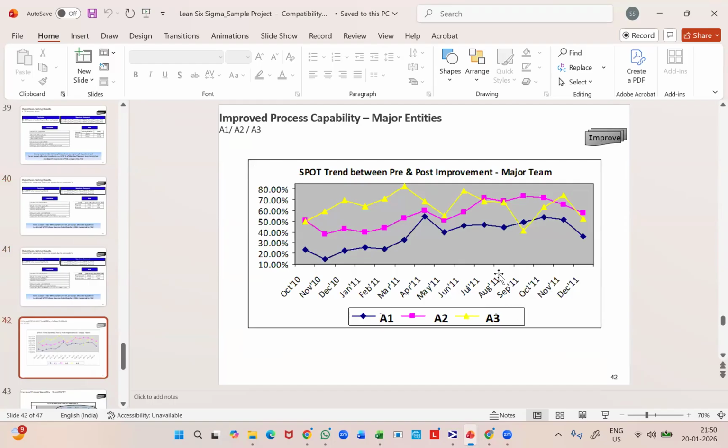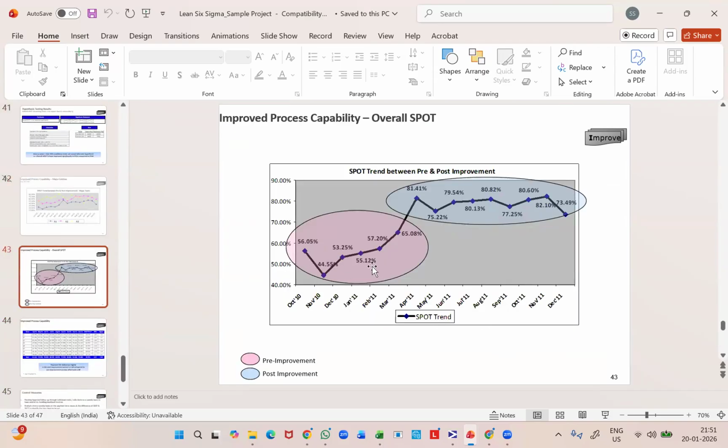And then we looked at the trend chart, wherein we calculated the improved process capability. So this is the kind of improvement we could witness in the problematic sub-process areas, and this is the overall improvement that we could see. There is a significant jump in the SPOT percentage in the post-improvement scenario. In the pre-improvement scenario, it was around this range. In the post-improvement scenario, it has gone up to something around 80%, from 55% to 80%.